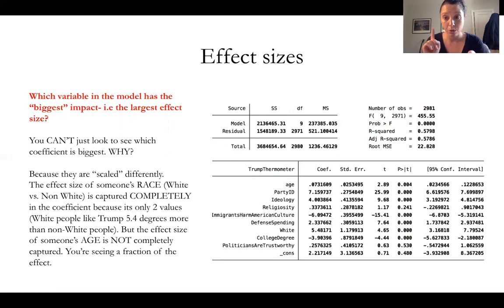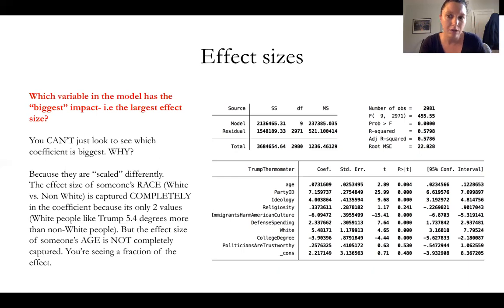Because it's only a 0 or a 1, and that's the interpretation, the entire effect size of someone's racial category there is 5.48. However, the effect size for someone's age is not completely captured in the age coefficient. So it says 0.0731 for age. But we know that 0.0731 just means if you go up 1 year on the age variable. So you're only seeing a fraction of that variable's effect, but you're seeing the whole effect of the race variable.